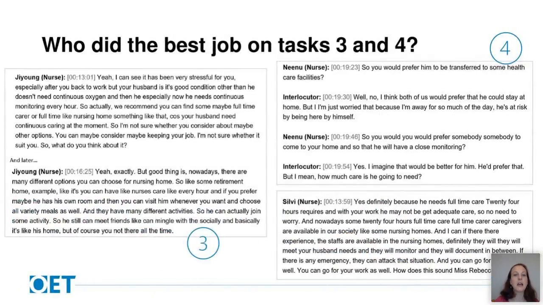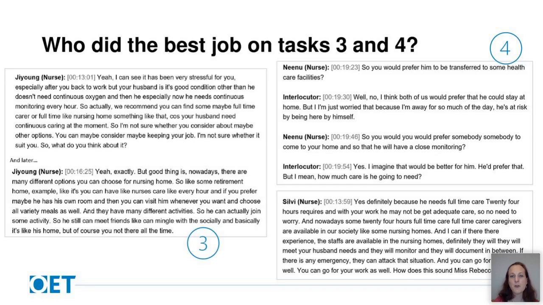Number 3 covers all 3 of the options completely. So it does talk about that could be full-time care or full-time nursing home. They also mention maybe consider keeping your job, and I'm not sure whether it suits you. So they completely cover all of the tasks, and then a little bit later, after the spouse has responded, as many of you picked up, they also give some good benefits of nursing home care.